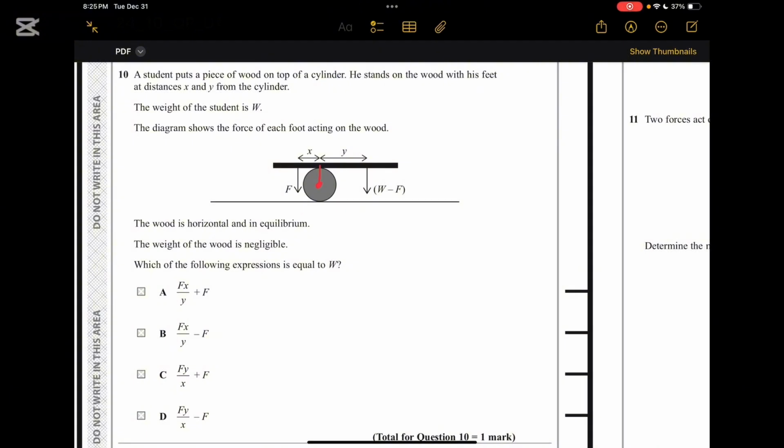As it is in equilibrium, the total clockwise moment is equal to the total anti-clockwise moment. The weight of the wood is negligible. They have asked to find an expression for W. We know we can take this cylinder as a pivot. Taking the cylinder as the pivot.